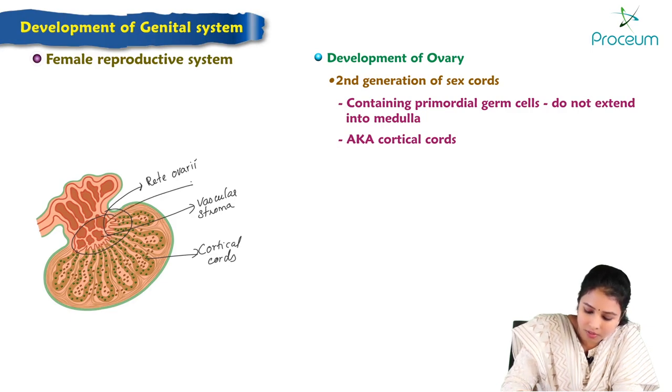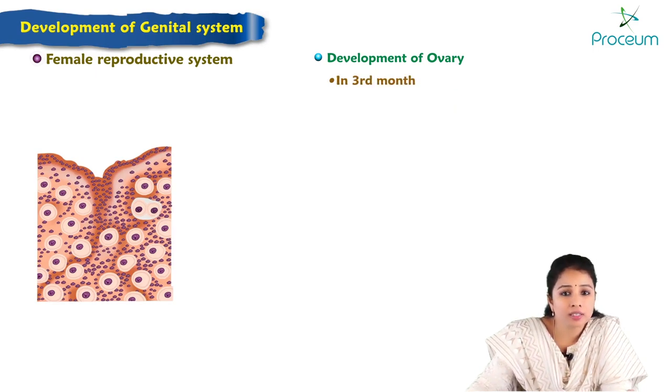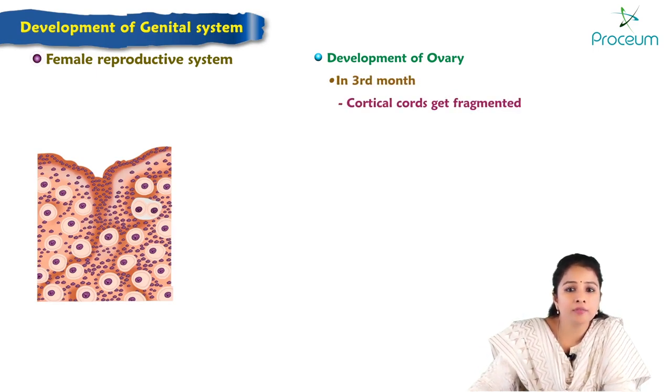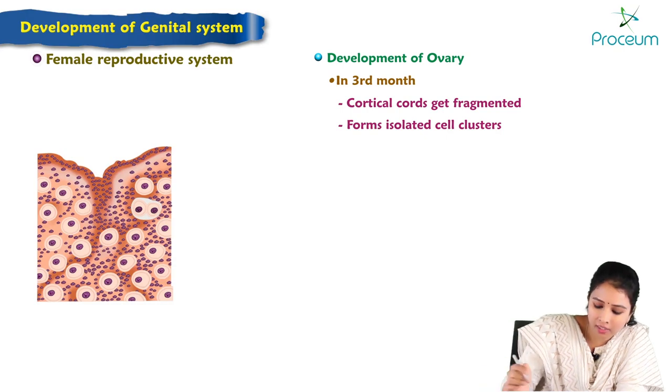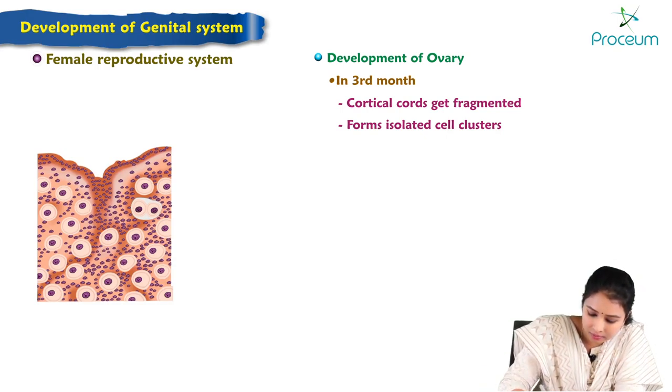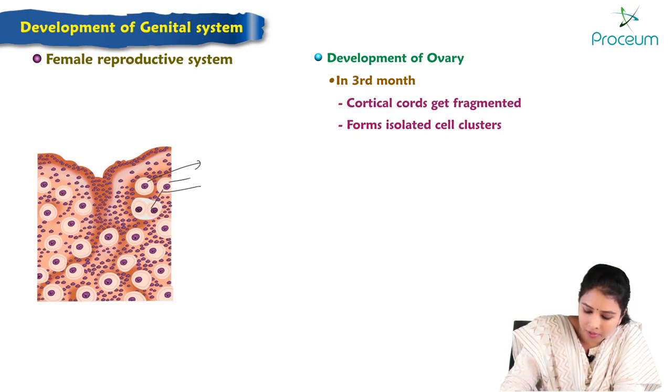And here is the ovarian medulla. In the 3rd month, these cortical cords get fragmented to form isolated clusters. So you can see the clusters of primordial germ cells.